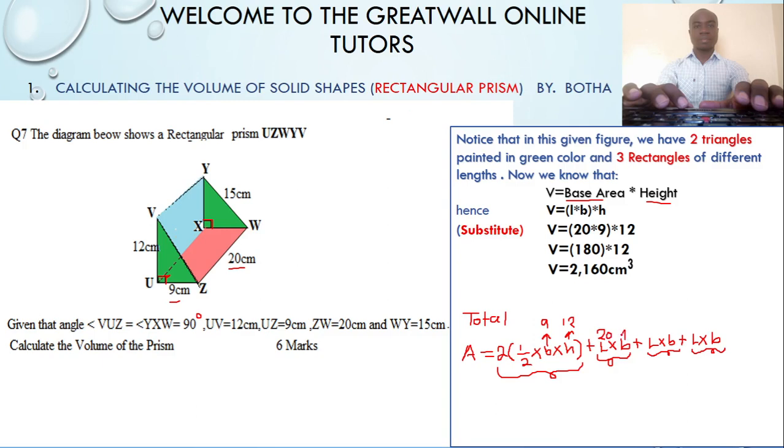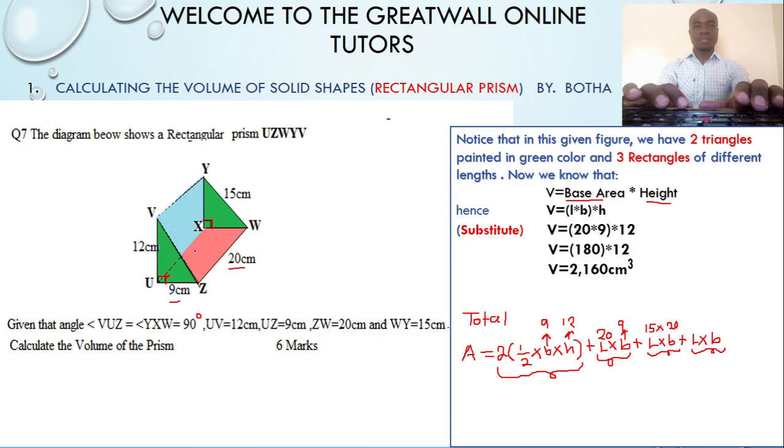L will be 20. The base can be 9. Substitute and do it with your calculator. The next one, the front part, can be 15 by 20. So this can be L, 20, multiplied by 15. L is the one which is 20, and then B is 15. You can rearrange there.